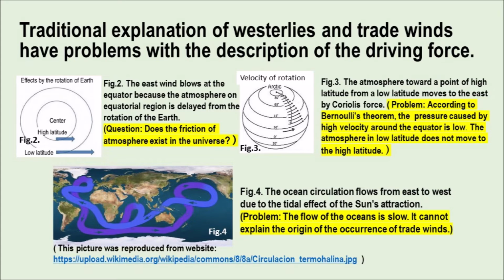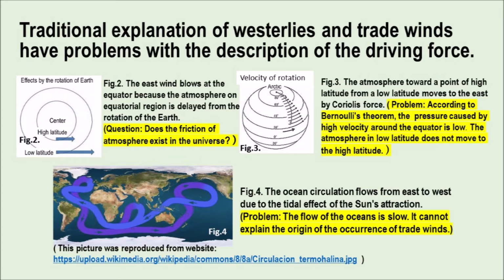The atmosphere moving toward a point of high latitude from a low latitude moves to the east by a Coriolis force. A problem is, according to Bernoulli's theorem, the pressure caused by high velocity around the equator is low. The atmosphere in low latitude does not move to high latitude.